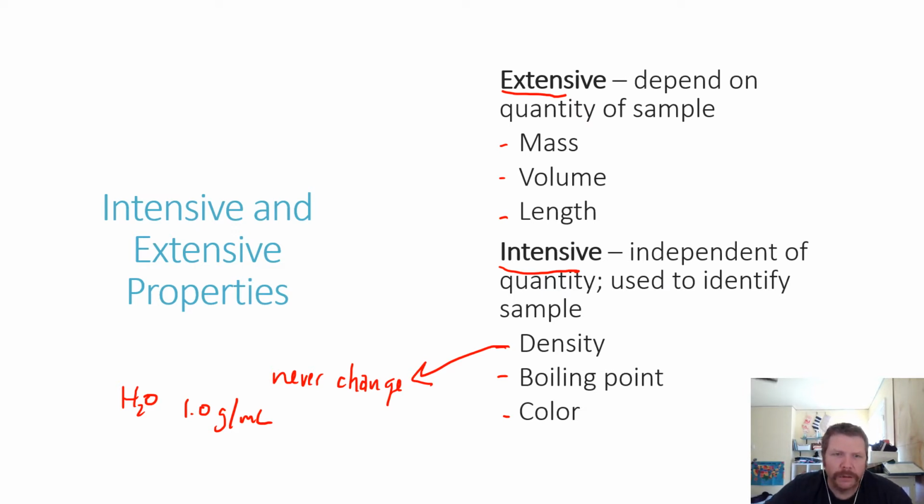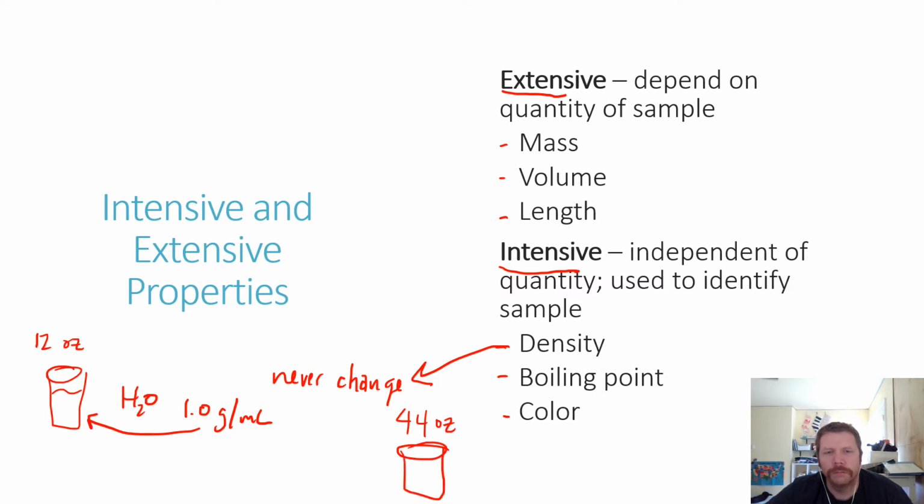Now, if you've got a 12-ounce glass of water, what's the density of that? It's still 1 gram per milliliter. Will this have a mass greater than 1 gram? Absolutely, because you have a volume greater than 1 milliliter. Now, what if you have a 44-ounce, one of those mega drinks from Stripes? That water is still going to have a density of 1 gram per milliliter. Each single milliliter will have a mass of 1 gram. So no matter how much of this you have, that is not going to change.